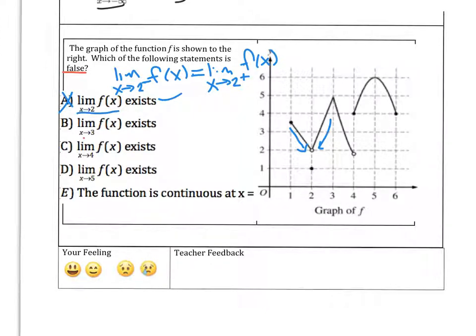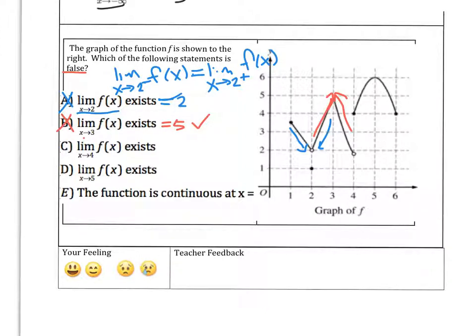The limit as x approaches 3 exists. Again, that means the limit from the left and the limit from the right have to be the same value. So as I come to 3 from the left, from the right, we are approaching the same value of 5. This one exists and it equals 5. The other one would have equaled 2. This one exists as a limit, therefore it does not work for our problem.